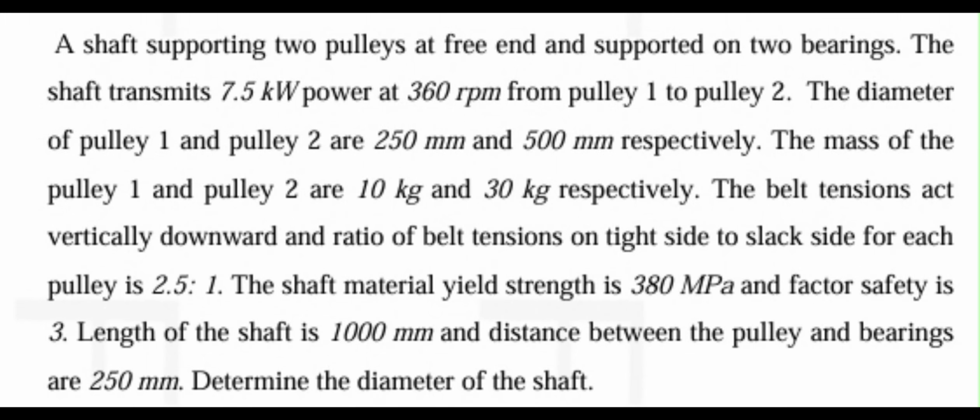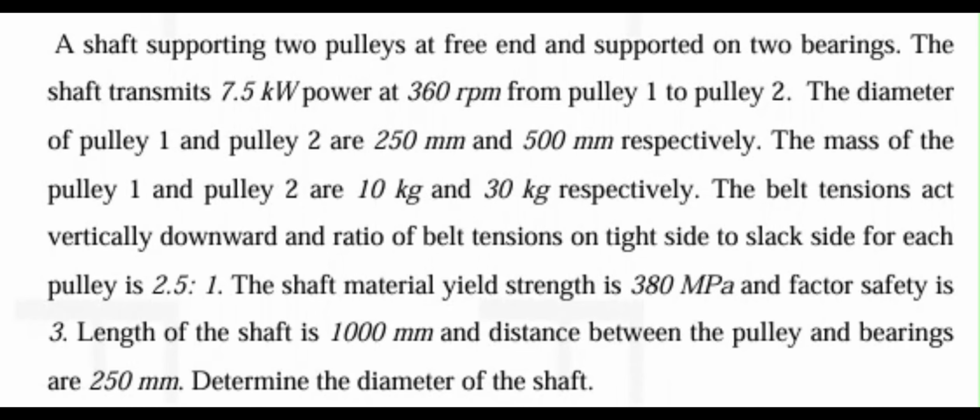So the shaft supports two pulleys at its free ends, and it is also supported on two bearings. The shaft transmits 7.5 kilowatt power at 360 RPM from pulley 1 to pulley 2. The diameters of pulleys 1 and 2 are given as 250 mm and 500 mm, and the respective masses are 10 kilogram and 30 kilogram.